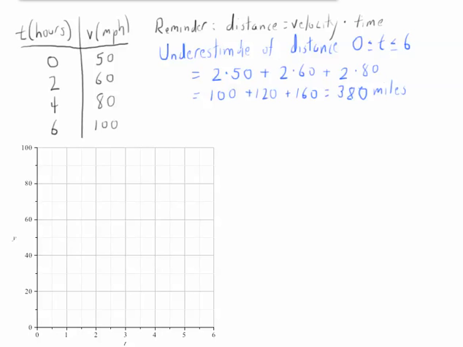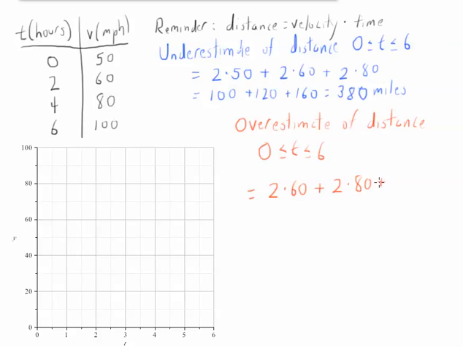Now I can do the same thing, and I can work for an overestimate over the same interval. And when I do this, over that first interval, from 0 to 2, I'll choose the faster speed. So that's going to be 2 times 60. On the next interval, from 2 to 4, I'll choose the faster speed. That's 80.